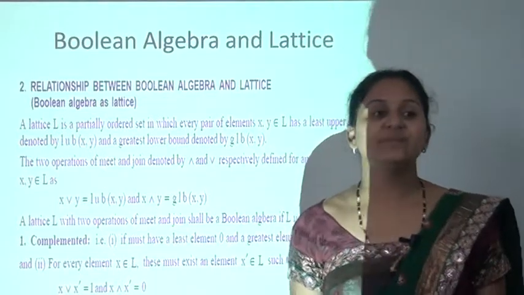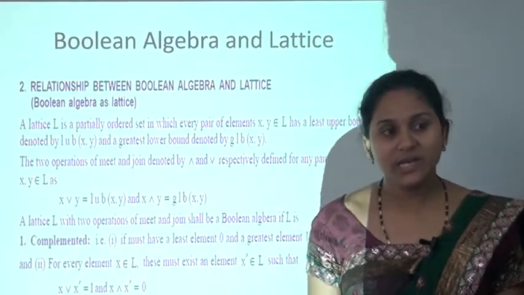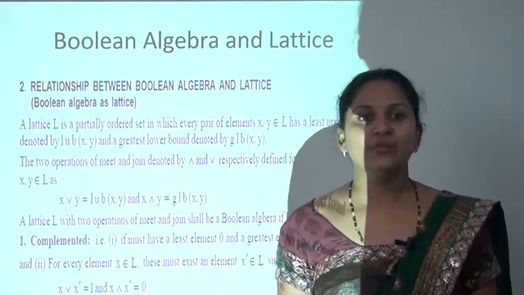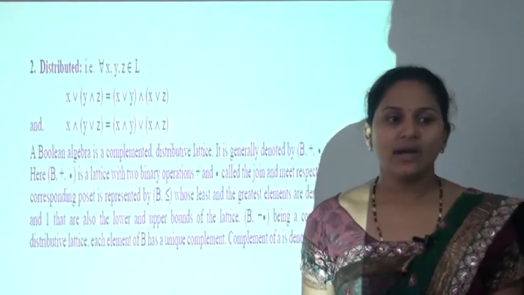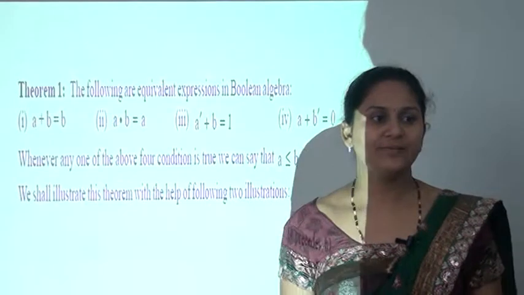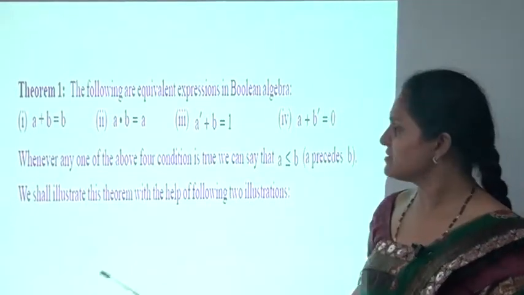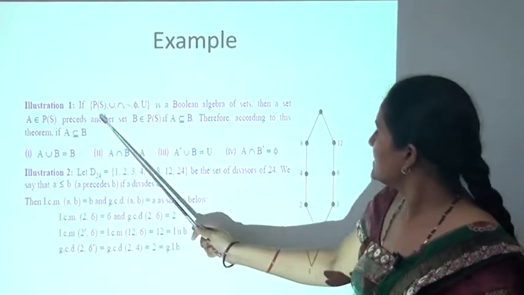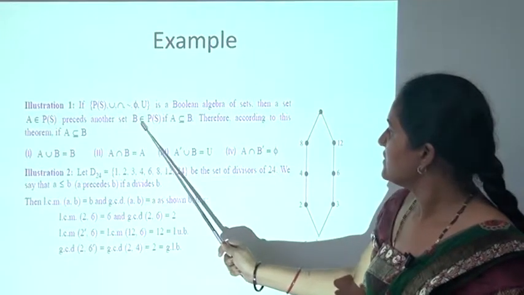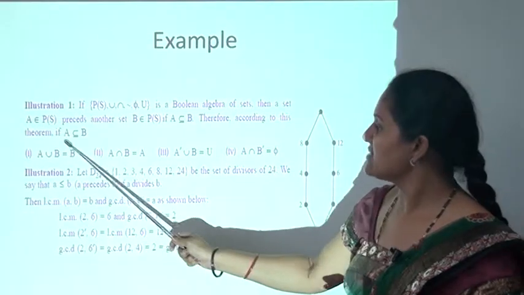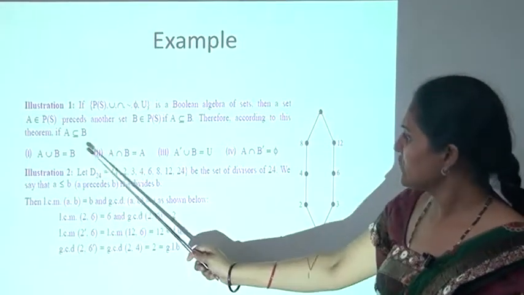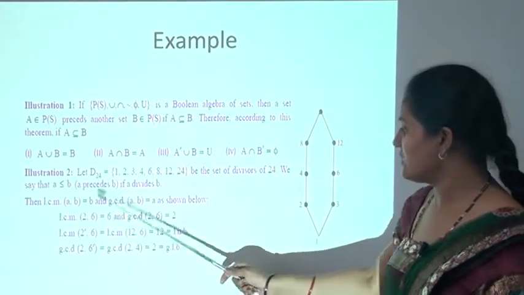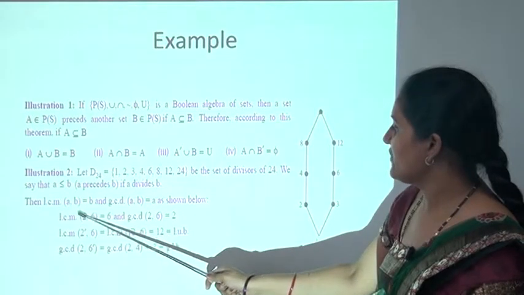Now the relationship between Boolean algebra and lattice, we have already discussed. A complemented distributive lattice is called a Boolean algebra. So now let's take an example of this. This is the Boolean algebra of sets, then according to this theorem, A is a subset of B. So we can show this also. Similarly, we have discussed this: LCM of A and B is equal to B.